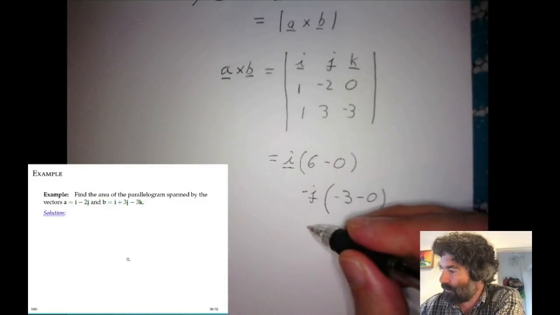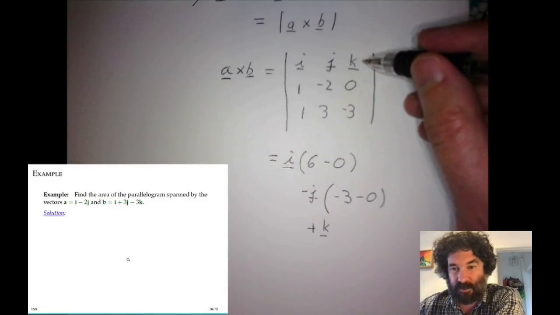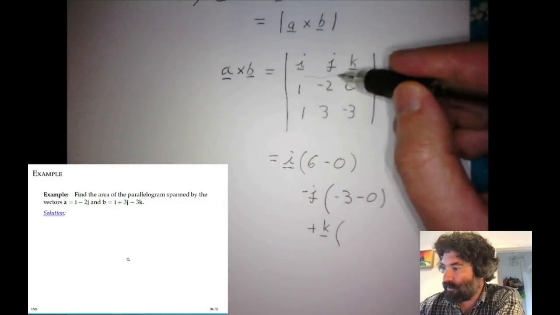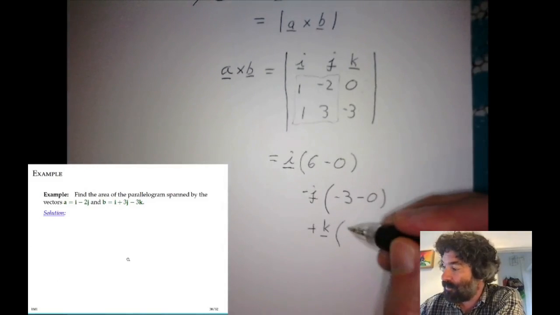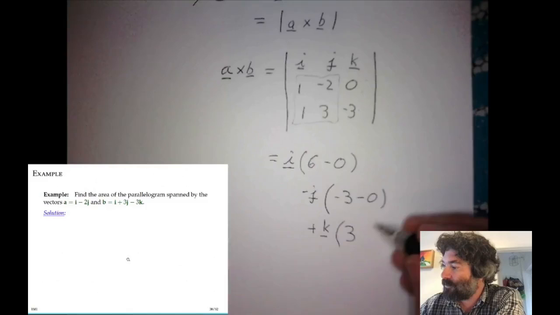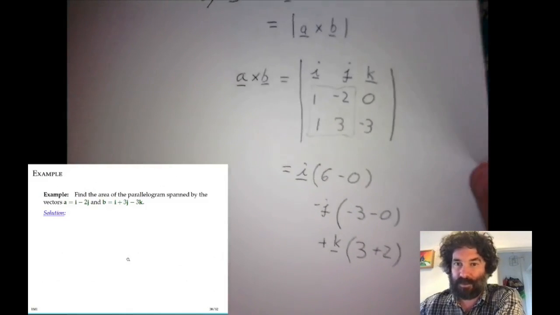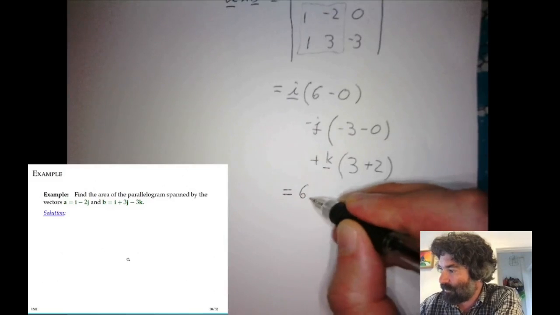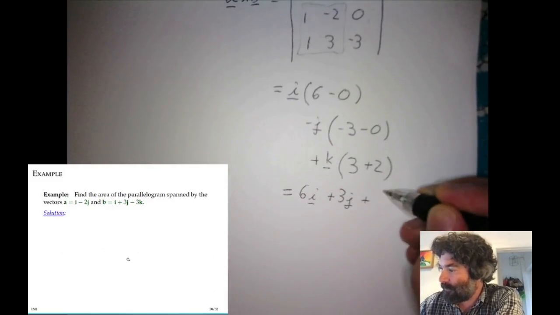All right, and then finally, we have the last entry across the first row, k. We have k times the determinant of this 2 by 2 matrix, so the diagonal entries multiplied together are 1 times 3, that's 3, minus 1 times -2, that's plus 2. All right, and so we have that this cross product is 6i plus 3j plus 5k.